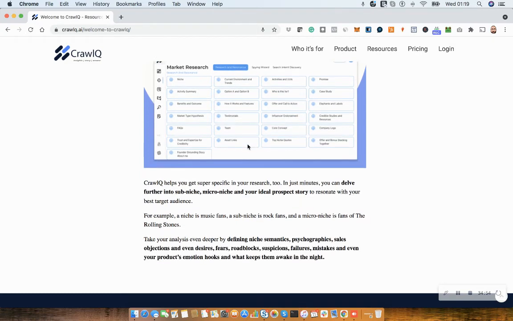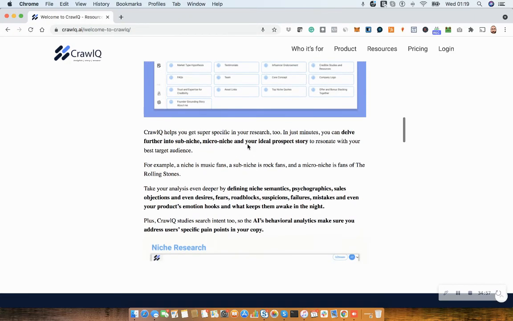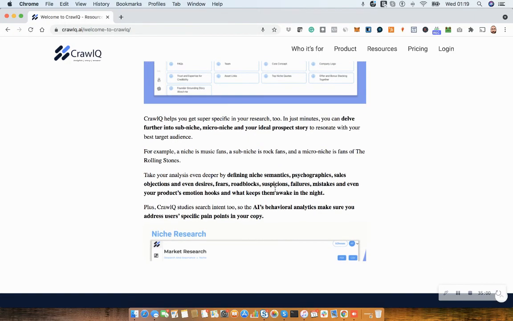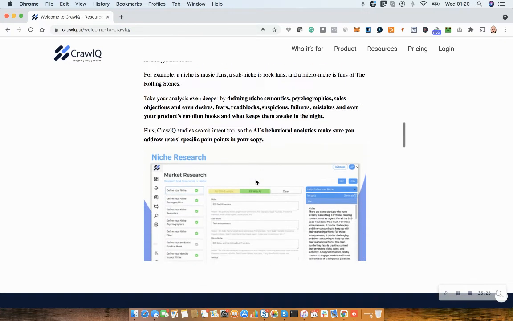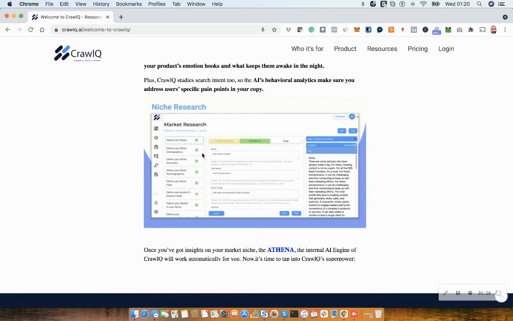And once you dwell further into your sub niche, micro niche, and ideal prospect, you get into your semantics and psychographics. You understand sales objections, desires, fears, roadblocks, suspicion, failure, mistakes, and you even attach your product's emotional hook and what keeps them awake at night. So you go through this whole extensive process, and once you start training and powering up your Athena AI assistant, it all starts working for you. So market research is a deep dive. You define your niche, demographics, semantics, psychographics, and your niche filters.